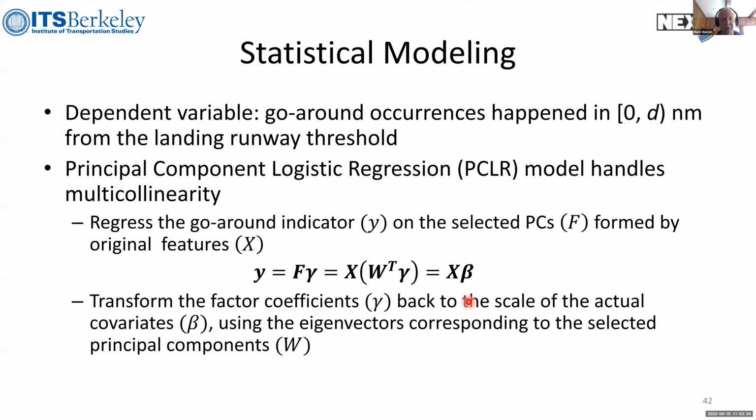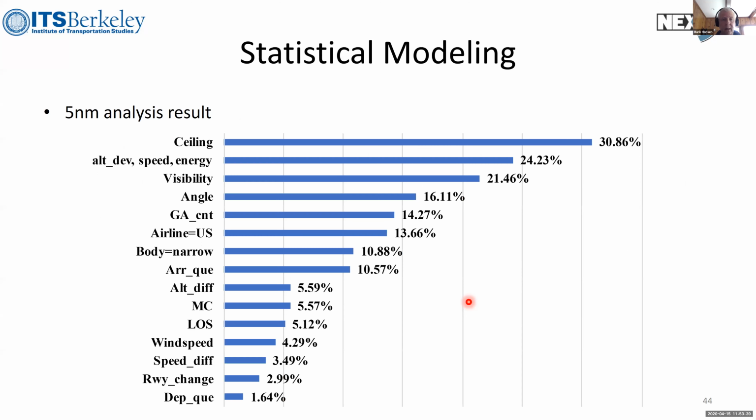So we have some statistical models that we use to predict that. And here's one result in terms of the factors that have the greatest effect at 5 nautical miles on the incidence of a go-around. So you see it's a combination of visibility factors and factors related to the flight trajectory, as well as some other factors that are less important.